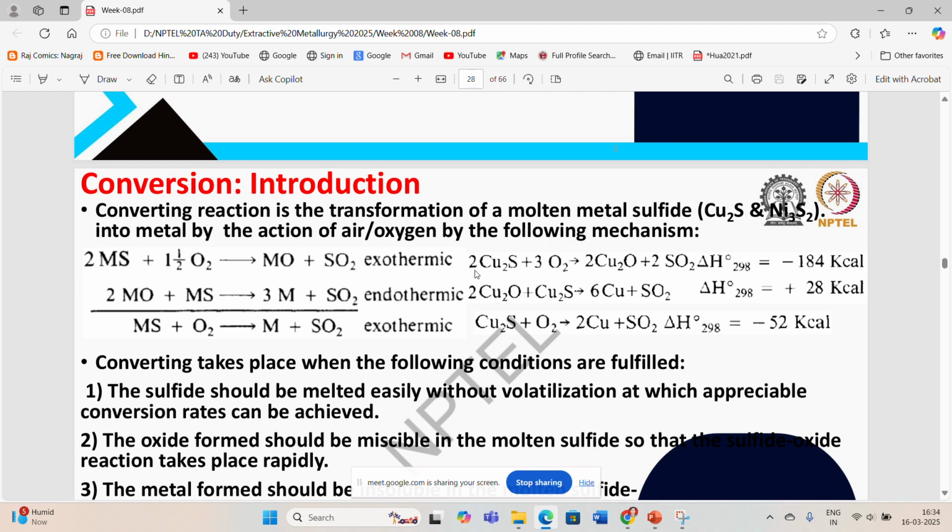We had already learned about the predominance area diagrams in sulfide chemistry. Based on the predominance area diagram, we can determine the thermodynamic calculations for this conversion of metal sulfides to the respective metal oxides, and the metal oxides then get reacted with metal sulfide to produce the respective metals and SO2 as a flue gas.